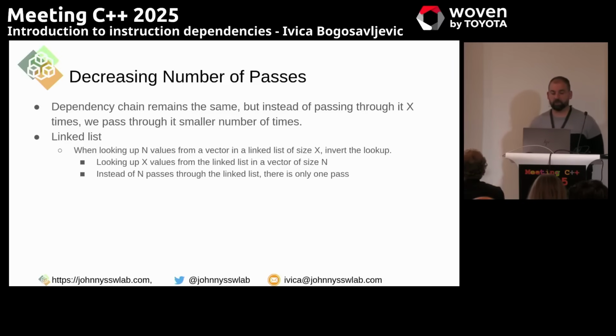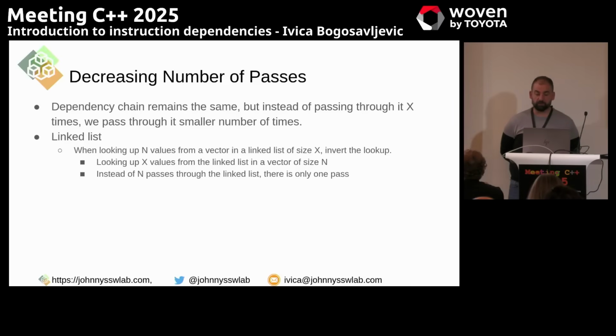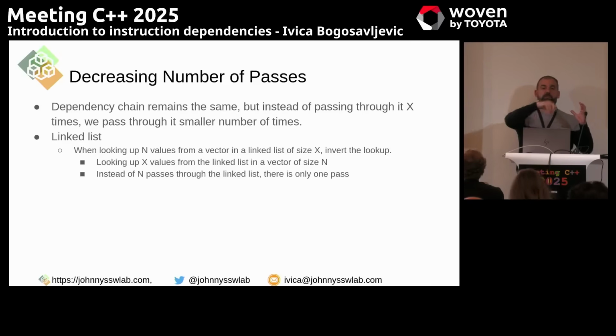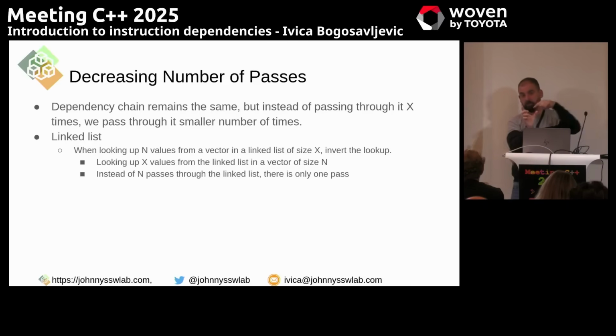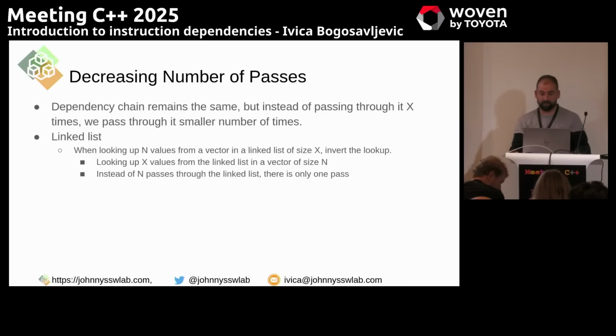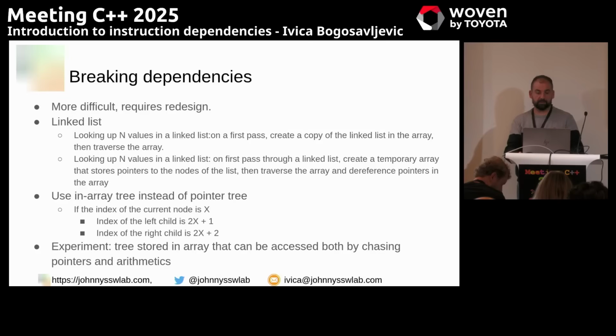So how would that work? If you have a linked list and you're looking at n values, and these values are stored in a vector, you invert the lookup. So instead of going over the linked list and taking values from the vector one by one, what you do is take values from the linked list and then go over the vector. And that's a win, because going over a vector is much more efficient than going over a linked list. So instead of going over the linked list n times, you're just going over it once.